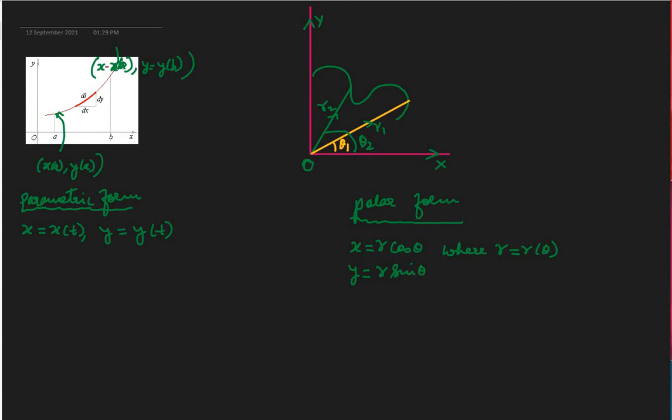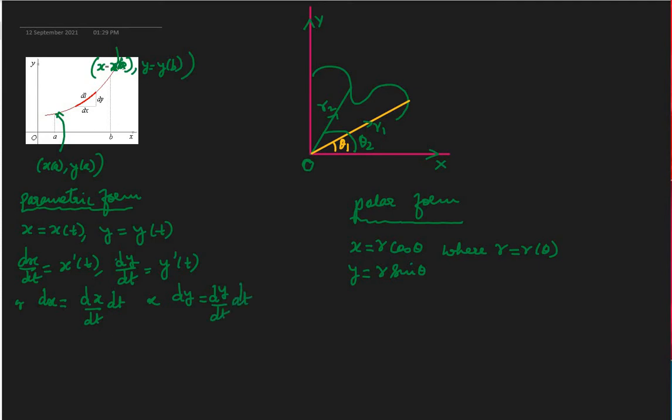Then in this case, what is dx/dt? dx/dt is equal to x prime of t, and dy/dt is equal to y prime of t. Or you can write this as dx is the same as dx/dt into dt, and dy can be replaced by dy/dt into dt.